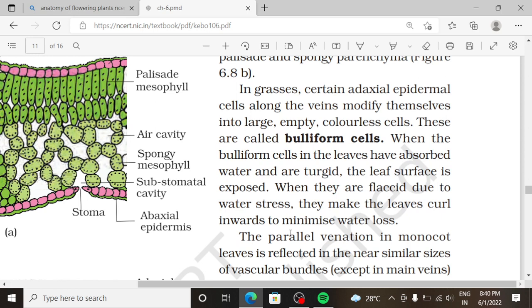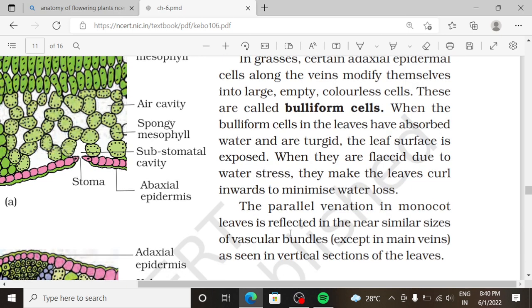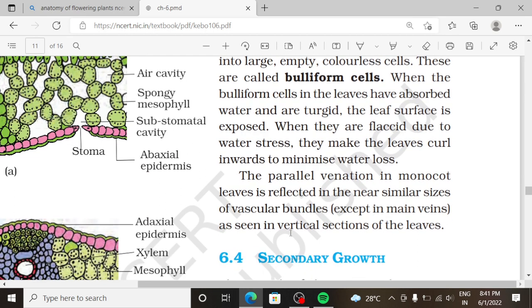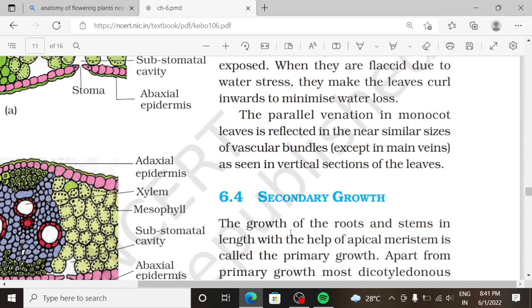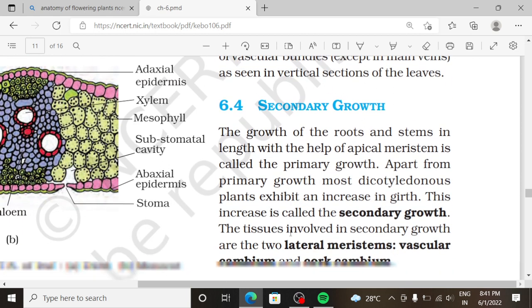These are called bulliform cells. When the bulliform cells in the leaves have absorbed water and are turgid, the leaf surface is exposed. When they are flaccid due to the water stress, they make the leaves curl inwards to minimize water loss. The parallel venation in monocot leaves is reflected in the near similar sizes of vascular bundles, except in main veins, as seen in vertical sections of the leaves.